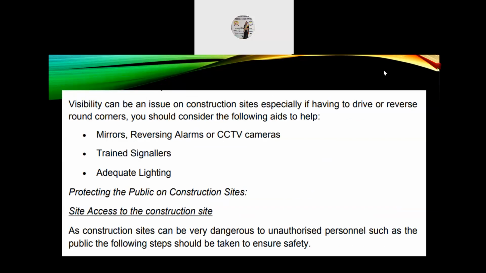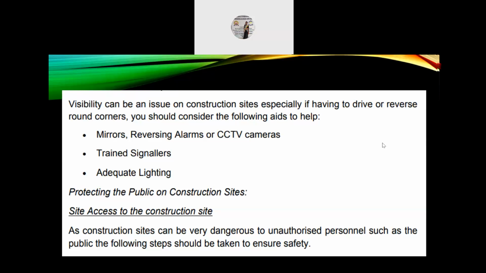Next, visibility can be an issue on construction sites, especially if having to drive or reverse around corners, so we should consider the following aids to help: mirrors, reversing alarms or CCTV cameras, trained signalers, and adequate lighting.